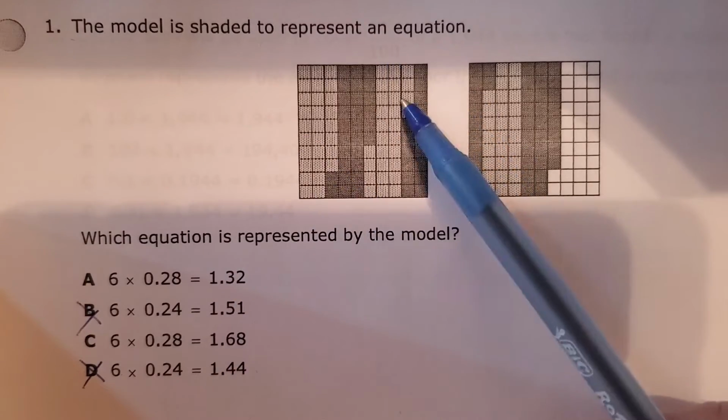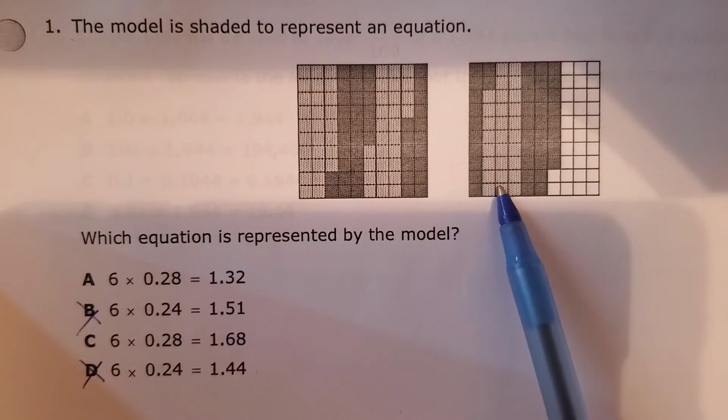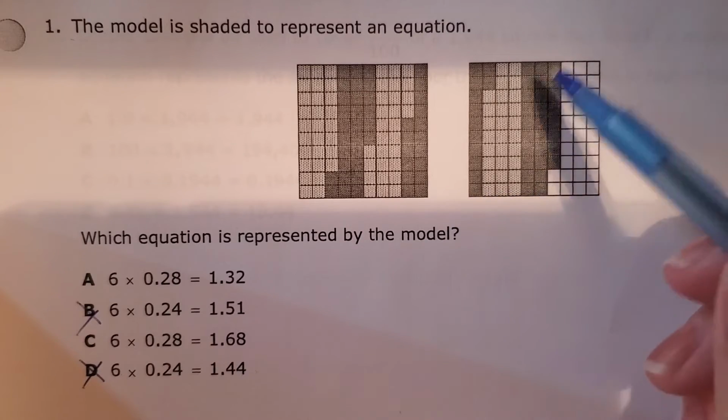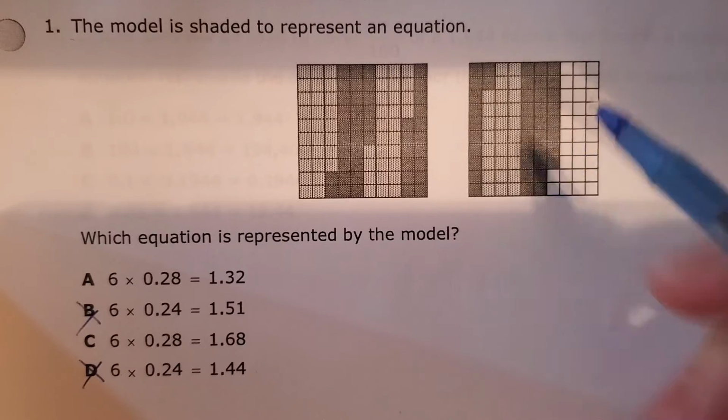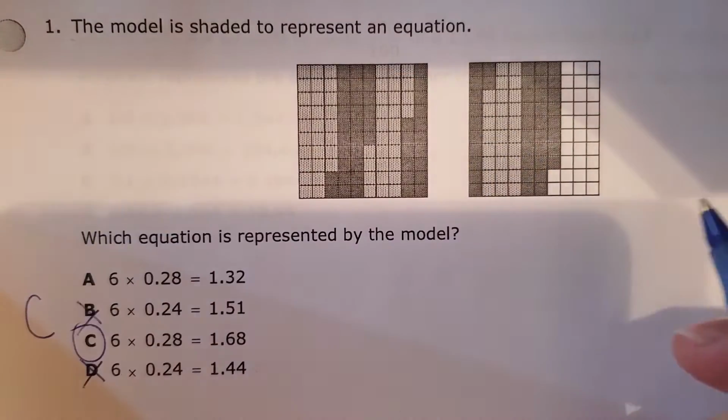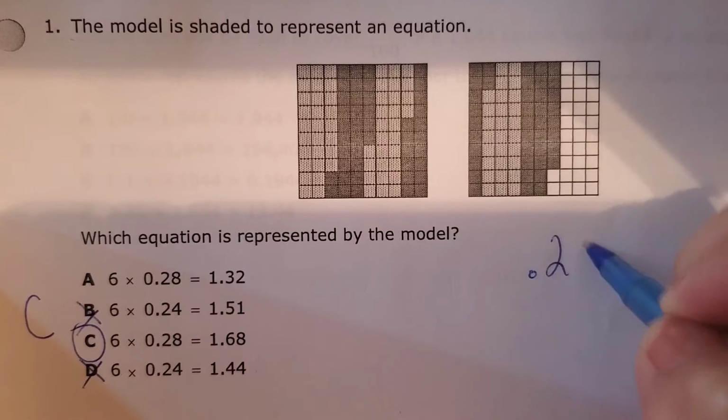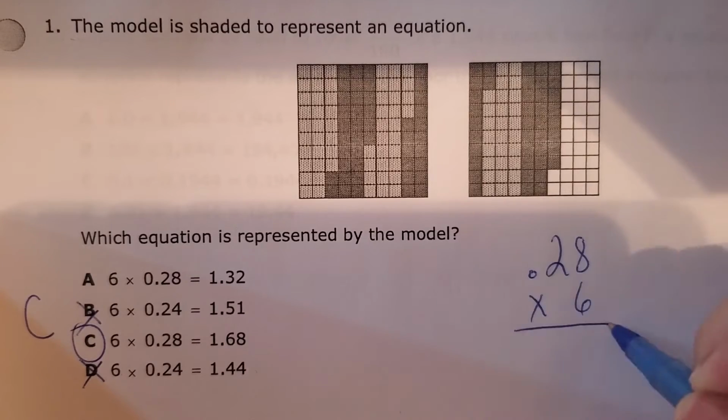So here's one whole. Here's 10, 20, 30, 40, 50, 60. 1, 2, 3, 4, 5, 6, 7, 8. The answer is C. If we multiplied this out, 28 hundredths times 6.